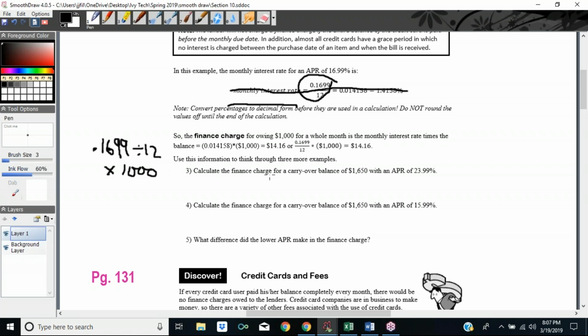So it says, use this information to think through 3 more examples. So number 3, on the bottom of page 130, says, calculate the finance charge for a carryover balance of $1,650 with an APR of 23.99%.